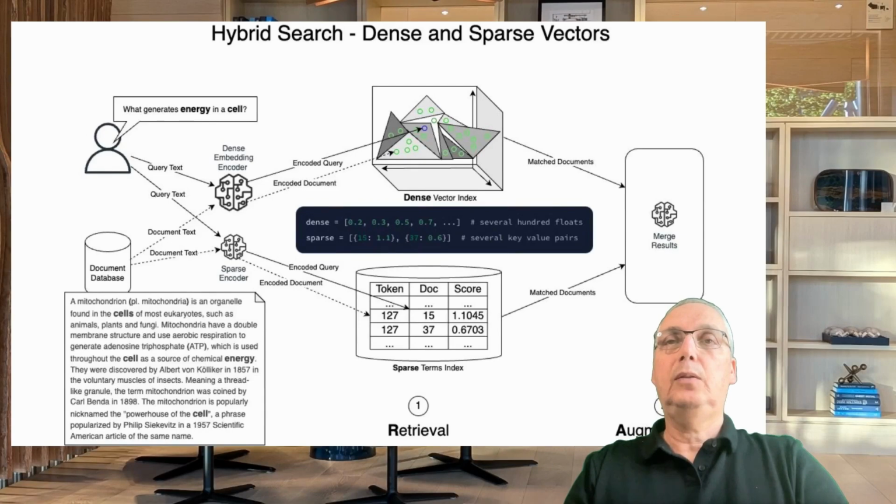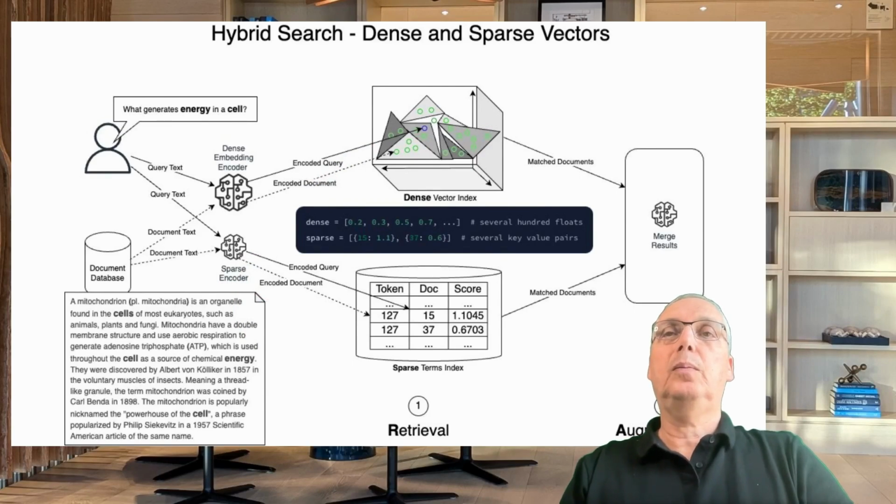So we're going to create two indexes. One is the dense index, the one that we used before, where we take the document, send it to an embedding encoder, take those vectors and put them in the vector database. But at the same time, we take the text and send it to a sparse encoder.